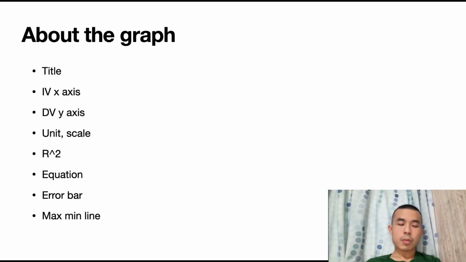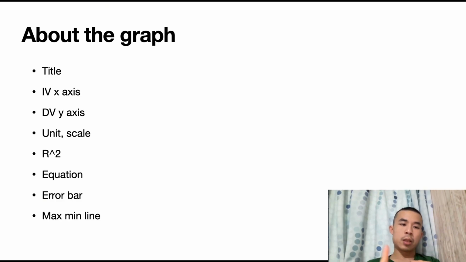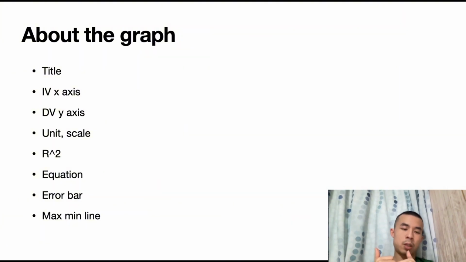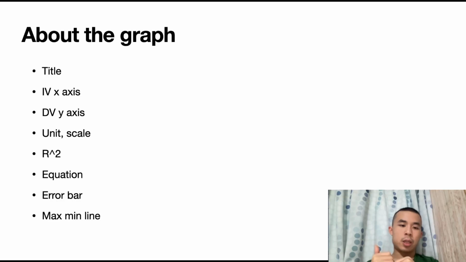Now after talking about the processed data and whether we should use standard deviation, we talk about the graph. The graph should have a title, the IV on the x-axis and the DV on the y-axis, with the unit and the scale. You have to be aware of that, even though most of the time Excel has already made the scale nice for you. Make sure you tick the 2 boxes when you fit in the trend line: one for R squared, another for the equation.